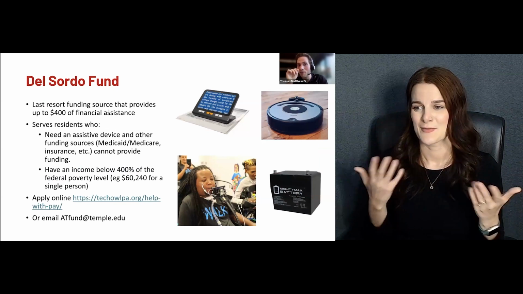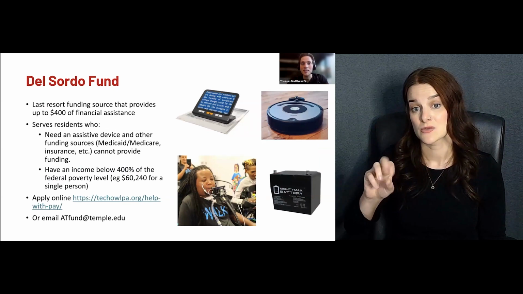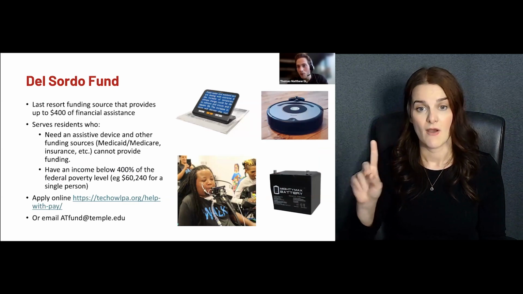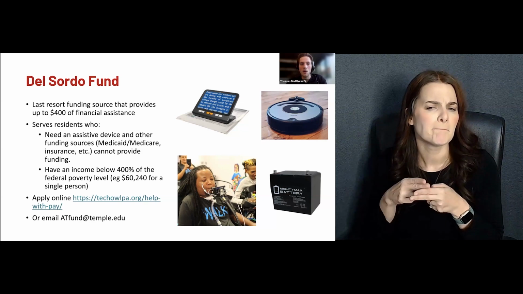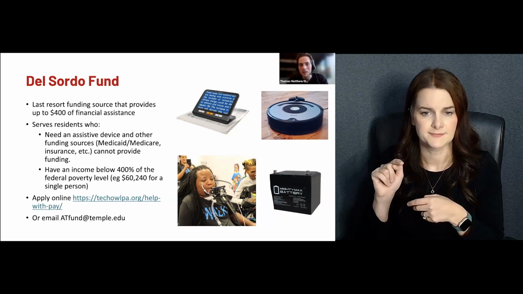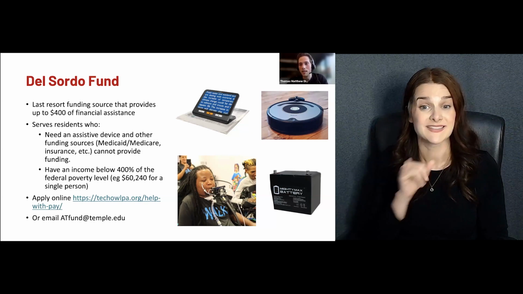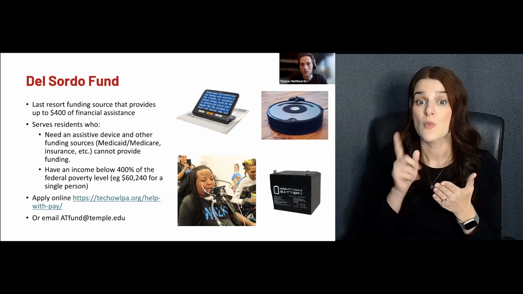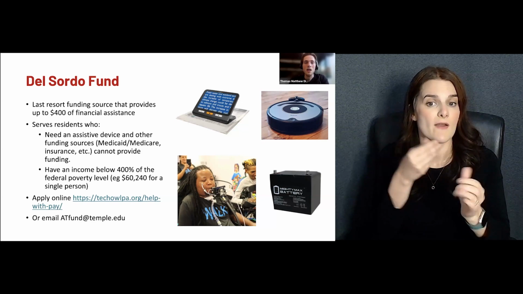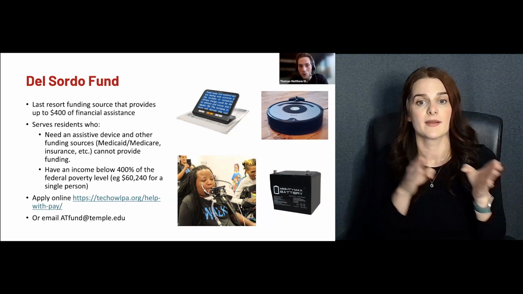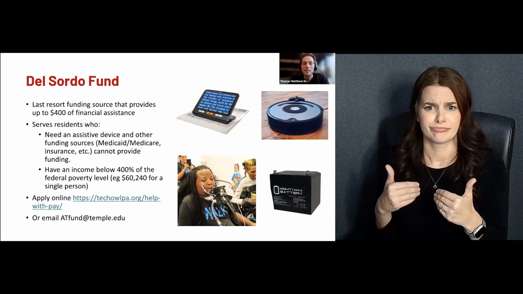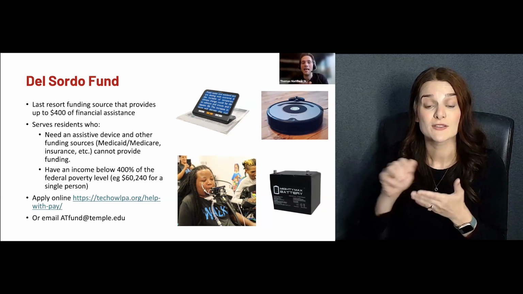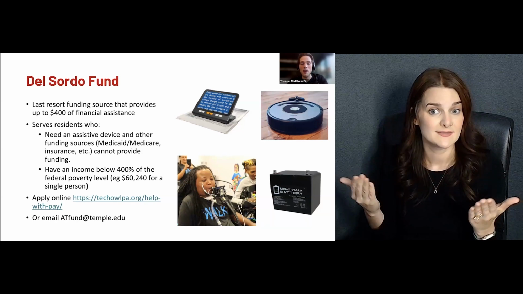And last, we have the Del Sordo Fund. This is a $400 mini grant that we provide at Tech Owl, and it is a last resort funding source. So you have to have already tried other funding sources, and you have to tell us what other funding sources you've tried or looked into that just don't work out for your specific need. And this is $400 to purchase an assistive device.